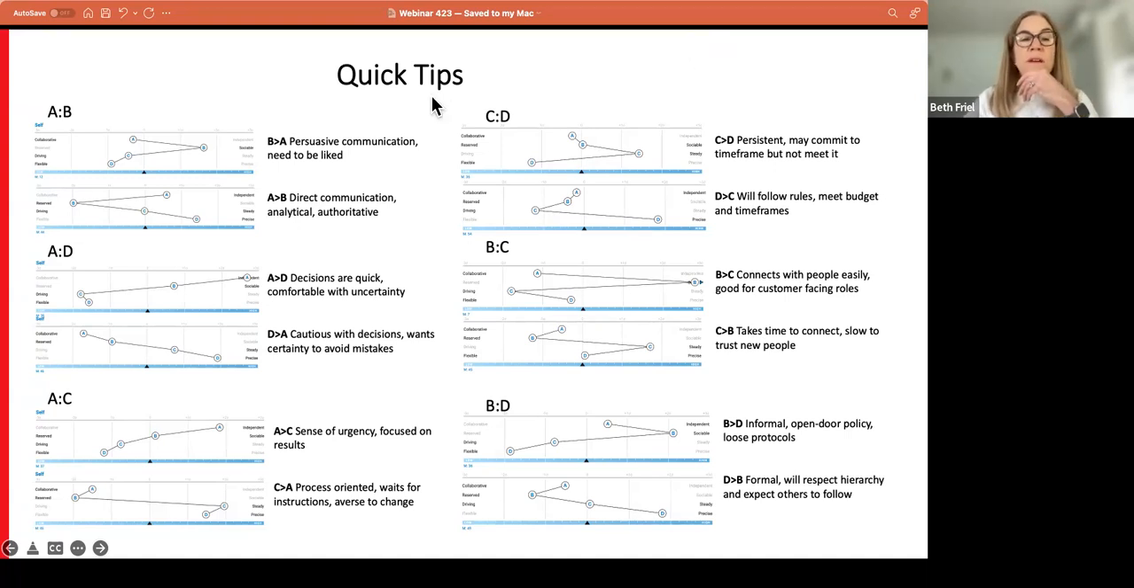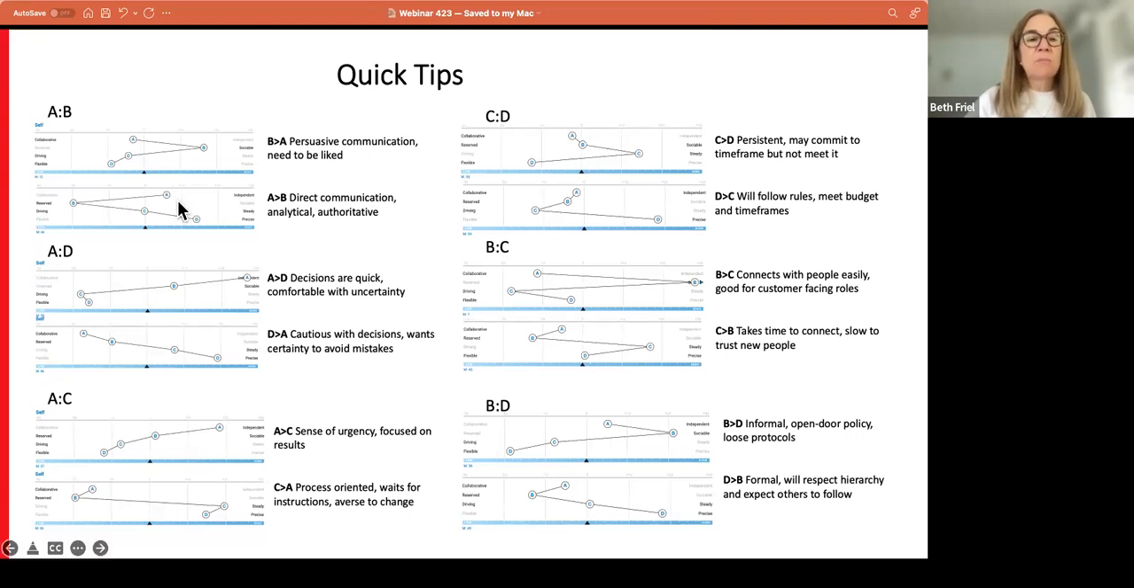So just a quick overview. We've got A and B. So when you've got B higher than A and they're crossing, it's someone who's a persuasive communicator. They need to be liked. They're a social communicator.